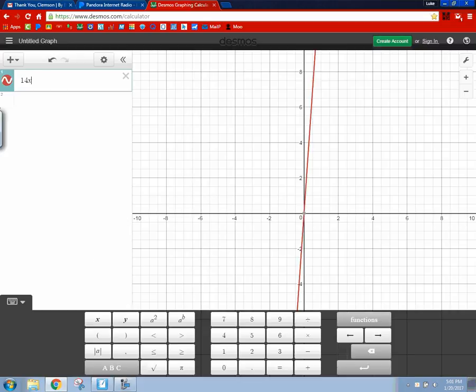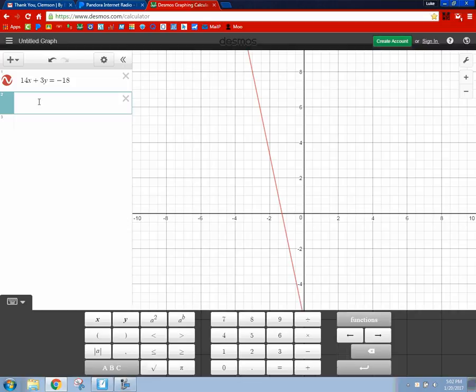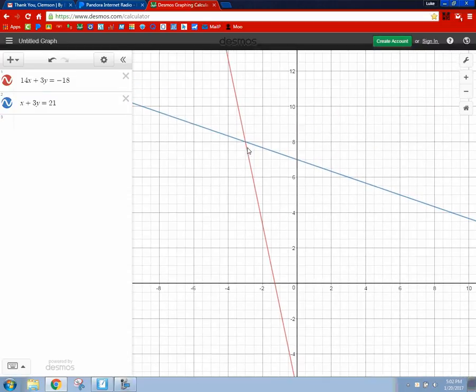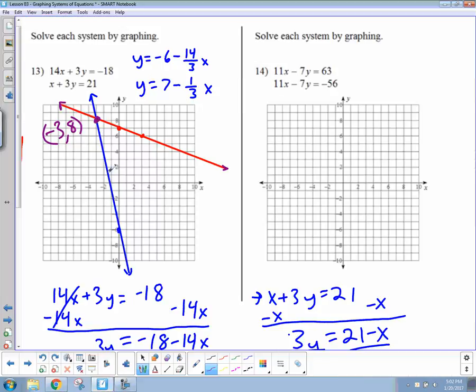14x plus 3y equals negative 18. I'm going to click this space right here. You can use your iPad or iPhone. There's an app for it. X plus 3y equals 21. And if you notice, I'll pull the graph down, they intersect. If I click it, I'll get a coordinate. If you notice, that's negative 3, 8. That's exactly what we got. Boom. We did a good job.